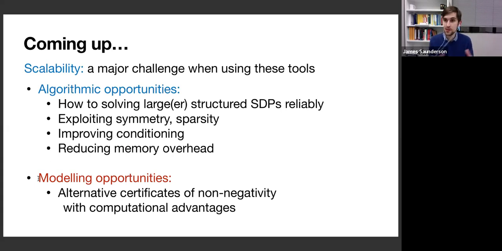So if scalability is a problem with sum of squares based certificates of non-negativity, we should start to explore what alternative certificates of non-negativity have good computational advantages over sums of squares, but that we can still develop this kind of formalism with respect to.